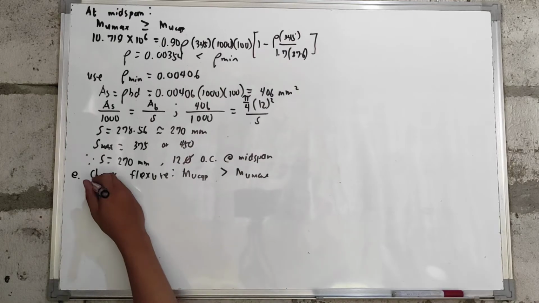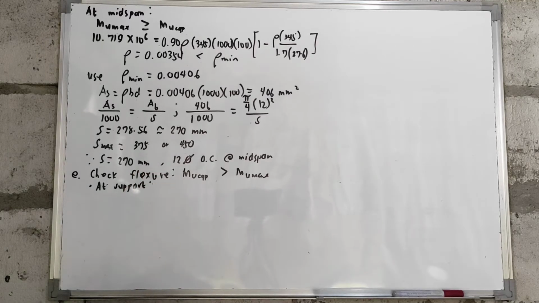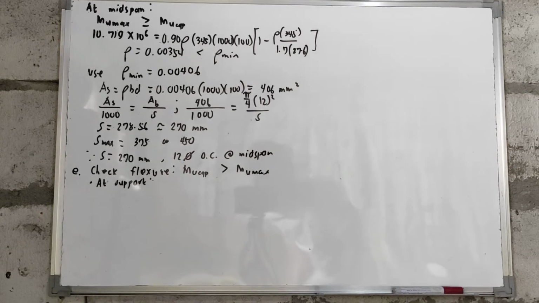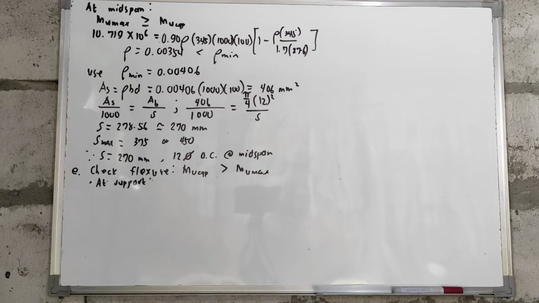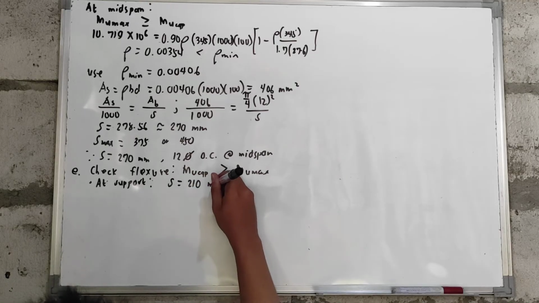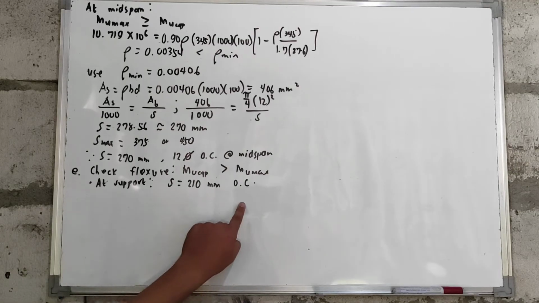So, first, unahin muna natin yung at support. So, at support, paano natin makukuha yung Mu capacity niyan, sir? So, hahanapin natin yung value ng Mu capacity natin dun sa support natin. So, kung maaalala natin yung spacing natin for the supports, that is equal to 210 mm on centers, diba? So, support. Spacing that is 210 mm on centers. So, dito naman, gagawin natin is magbabackstab tayo. Kasi ito na yung gagamitin natin.